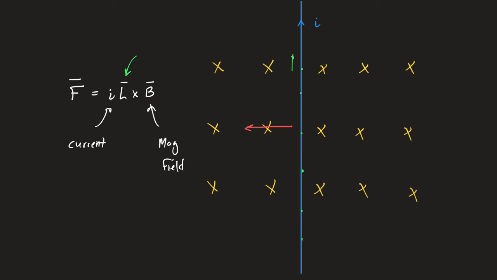L is the length of wire subjected to the magnetic field. It's not the length of wire. It's the length of wire subjected to the magnetic field. So in the case of this problem, L would be only this portion of the length. This portion of the length is what's subjected to the magnetic field. Therefore, that portion of the wire would experience this force.